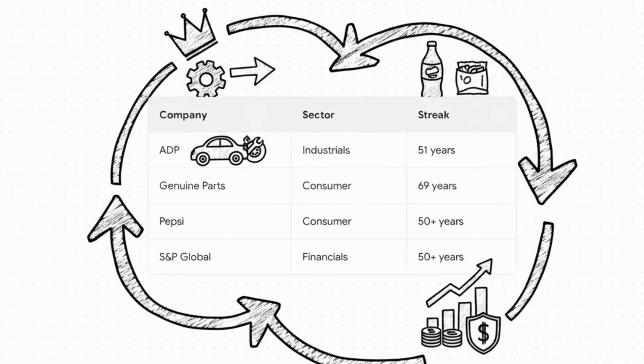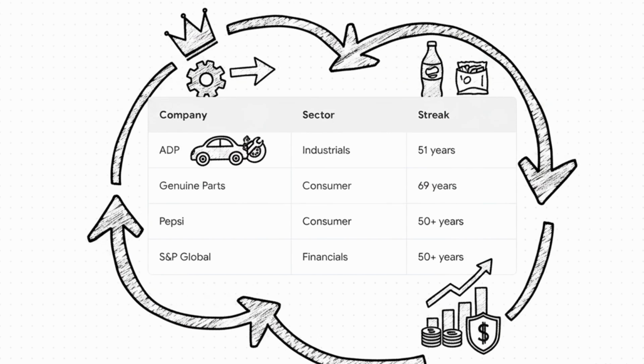So let's look at some concrete examples of these kings, because the economic moats here are just wild. You've got Automatic Data Processing, ADP, with a 51-year streak fueled by super sticky recurring payroll revenue. Genuine Parts is sitting on a 69-year streak, just riding that relentless demand for vehicle maintenance. Pepsi targets a payout ratio around 70%, while S&P Global plays it super conservative, maintaining a 20 to 30% payout ratio backed by massive free cash flow. These companies can pull off 50-year streaks because they have insane pricing power and non-cyclical demand.